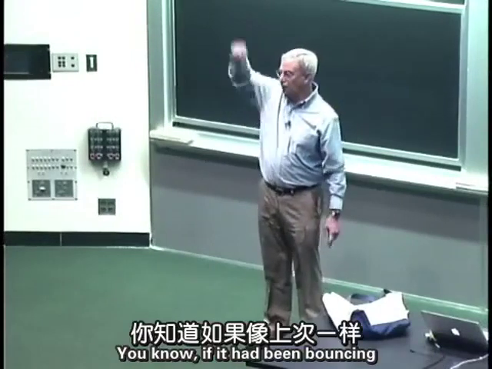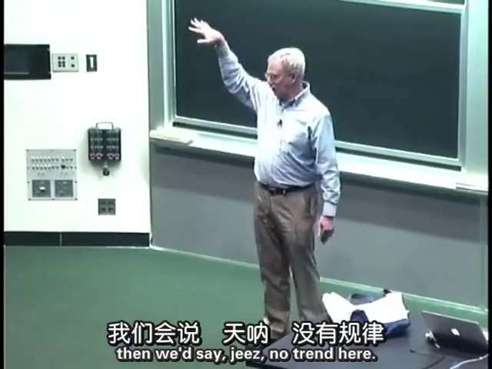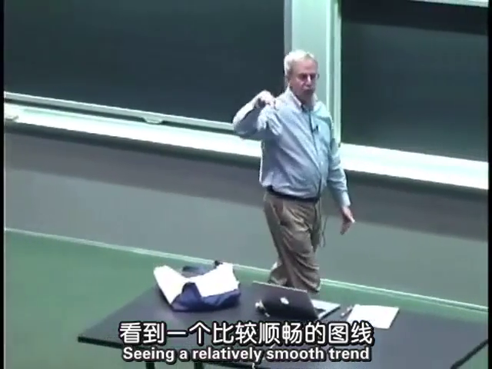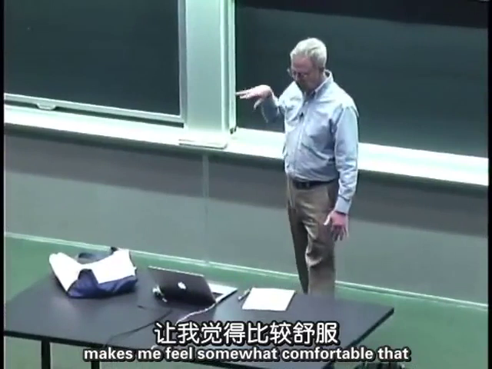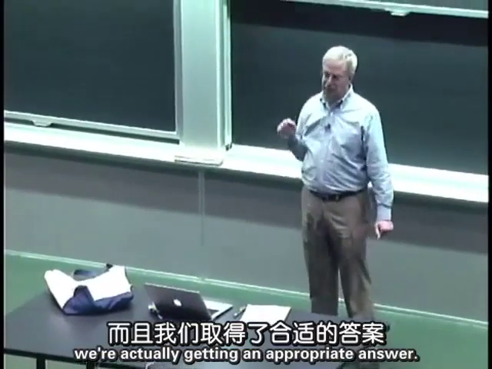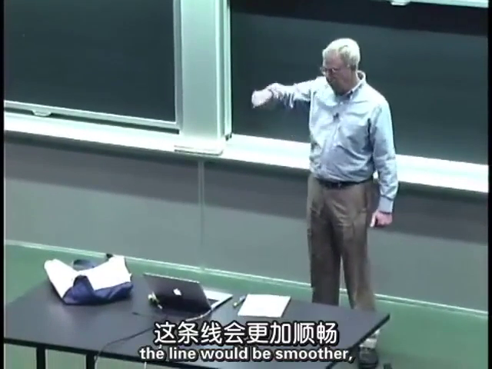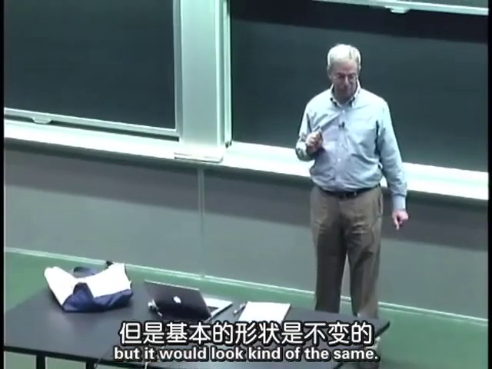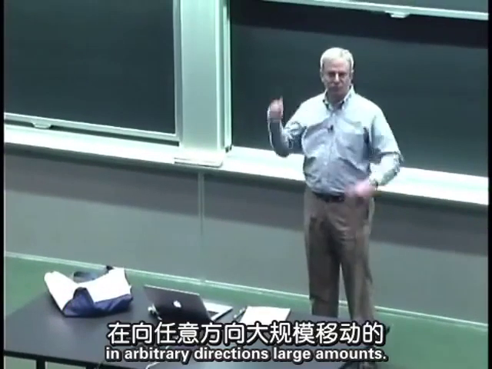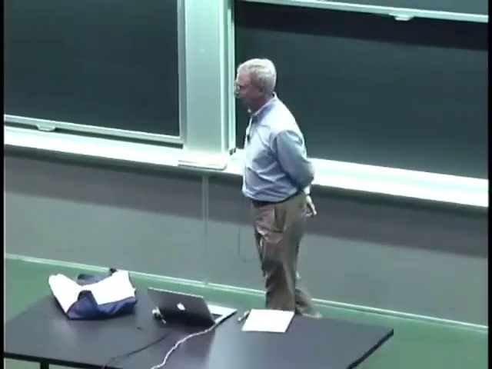You know, if it had been bouncing up and down as we went, then we'd say, geez, there's no trend here. Seeing a relatively smooth trend makes me feel somewhat comfortable that we're actually getting an appropriate answer. And that if I were to run 500 trials, the line would be smoother, but it would look kind of the same. Because it doesn't look like it's moving here in arbitrary directions, large amounts. It's not like the stock market.